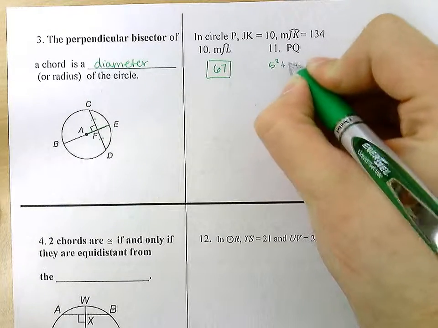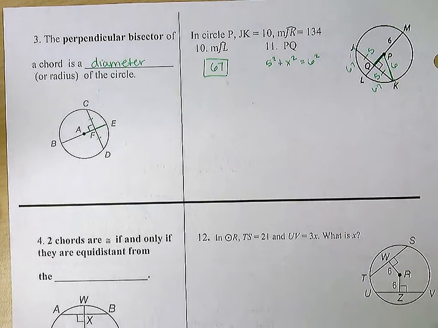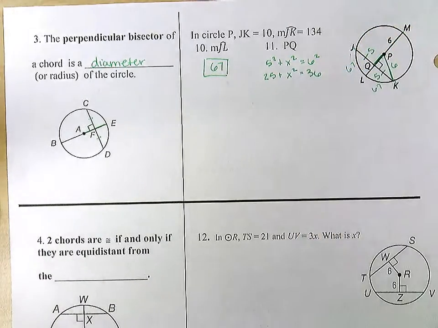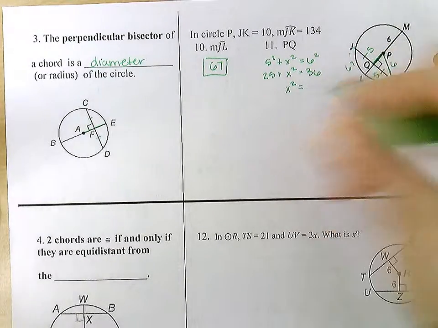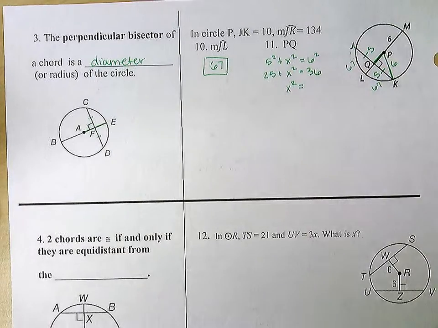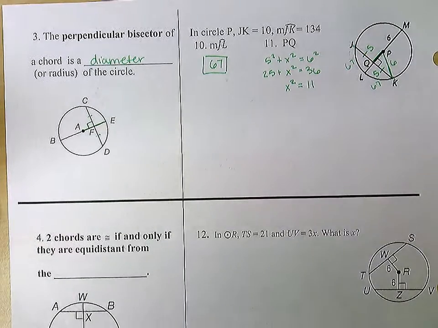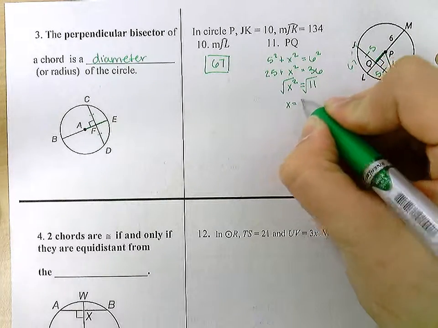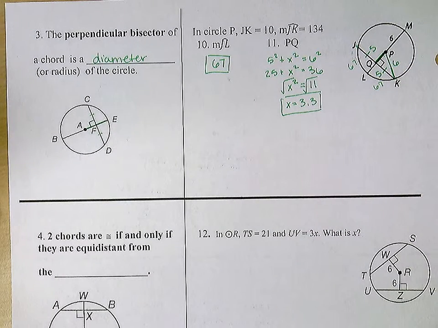So we have 5 squared plus x squared equals 6 squared. So I have 25 plus x squared equals 36. Subtract 25 from each side. Get x squared equals 11. Then take the square root of both sides. That side length I got to be about 3.3.